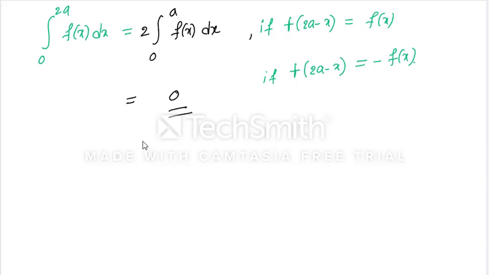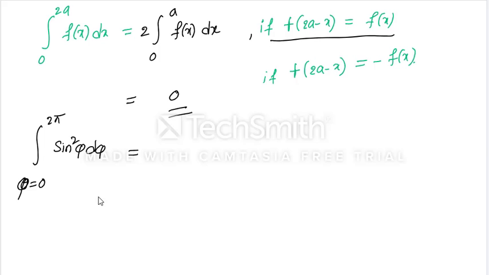In that case I can call this as a 0, isn't it? Like this we need to see. In this case now can I apply this property here? You see here, the theta limits, phi limits are what now? It is 0 to 2 pi. We have sin square phi into d phi. Now you can check whether this property is satisfied or not.